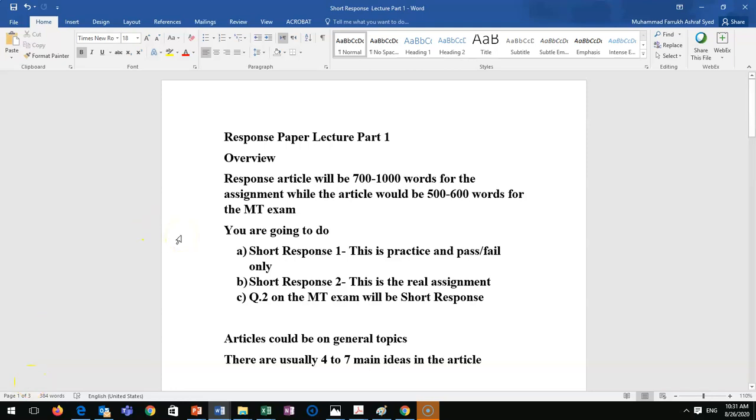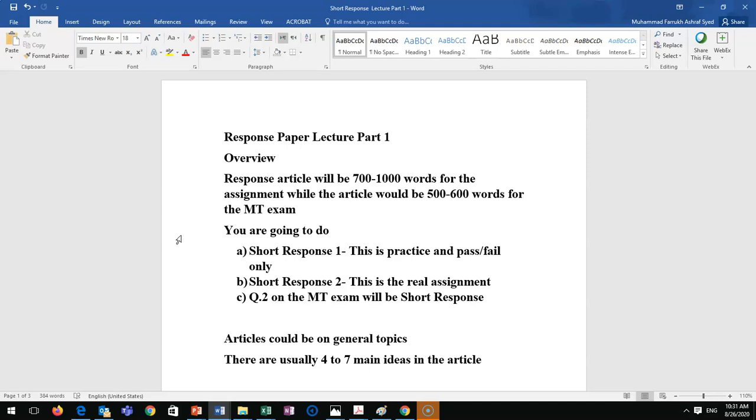Okay, all right, everybody. So now we are going to talk about short response 1 and short response 2. You will be writing a short response 3 times. Just like summary writing, I am going to divide the lectures on the response paper into 2 parts, actually maybe more than 2 parts. Part 1 today is about reading only, how to read the article, similar to summary writing.